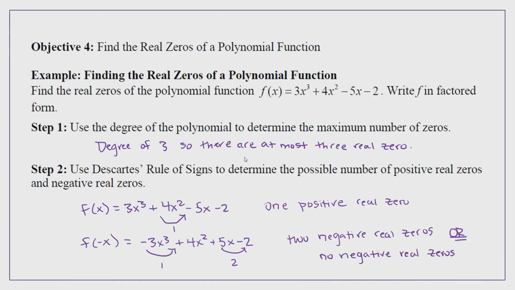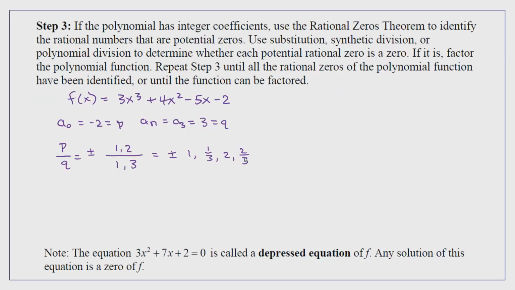Remember in step 2, the possible number of positive real zeros is 1, and the possible number of negative real zeros is either going to be 2 or none. Okay? So let's test out a positive 1. I'm going to set up my synthetic division. I'm going to place 1 up here in the top left-hand corner. On the other side, I'm going to list all my coefficients in descending order. So that would be 3, 4, -5, and -2.